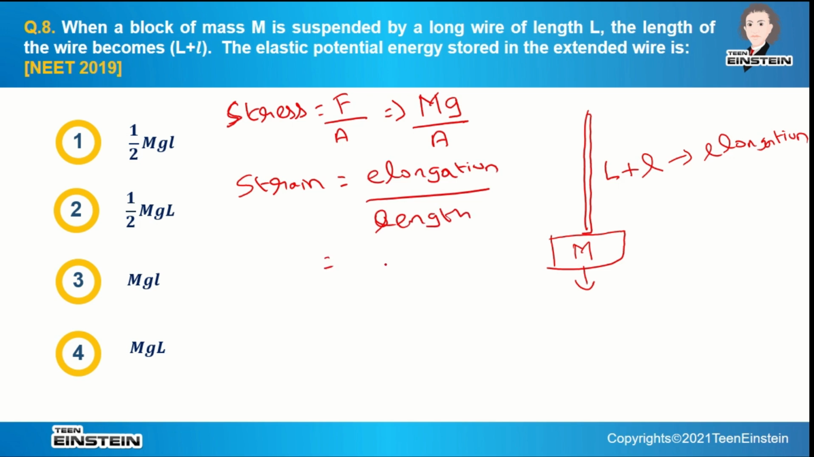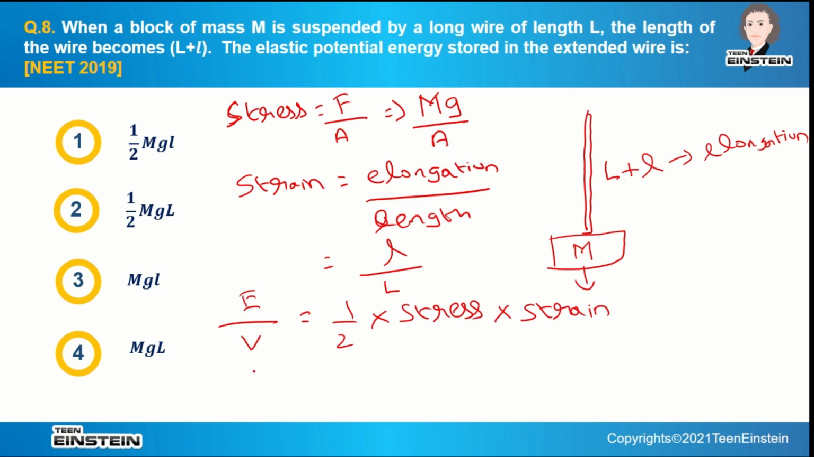Okay, so here the elongation is small l and the length of the wire is capital L. You have now calculated the stress and strain. The energy per unit volume is given by half into stress into strain.